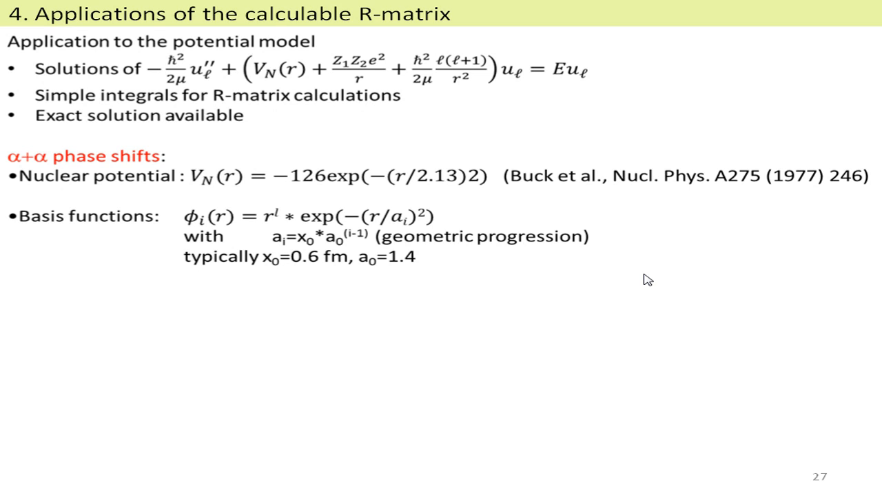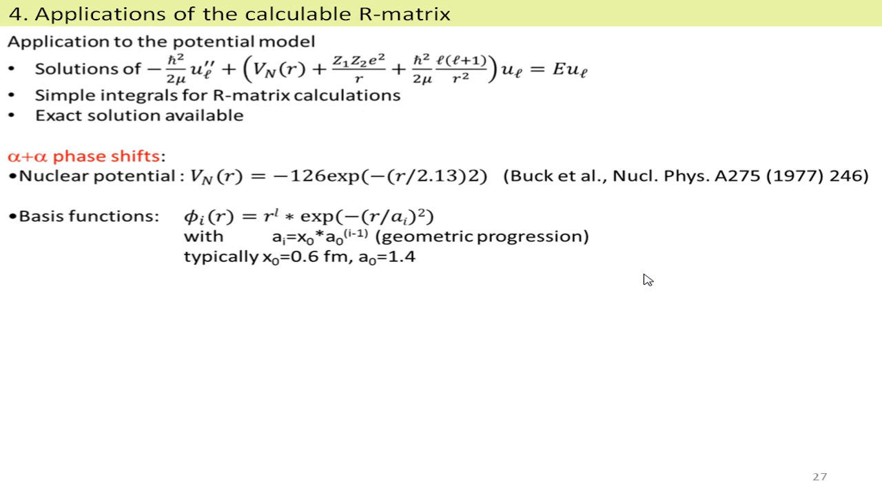For the alpha plus alpha system, we know that there is a very good potential by Buck. Here there is a typo, it should be to the power 2, it's the square. This is a Gaussian potential, and we know that it reproduces very well the alpha plus alpha phase shift. The goal here will be to compare the exact solution with R-matrix calculations in different conditions and see how sensitive the phase shift is when you change the conditions.